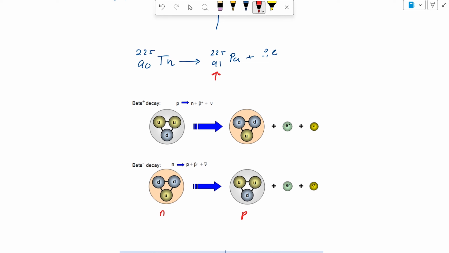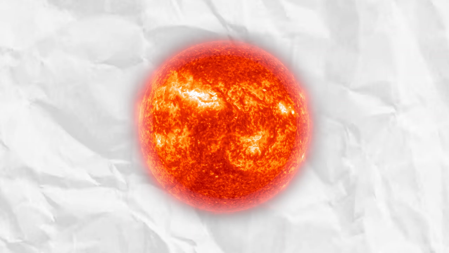It's simply that a neutron changed to a proton, and this change produced an electron and an antineutrino. But if this decay went the other way around, where a proton changed into a neutron, then we would get a positron, which is a positively charged electron, and a neutrino. Now, this is what happens in the sun.